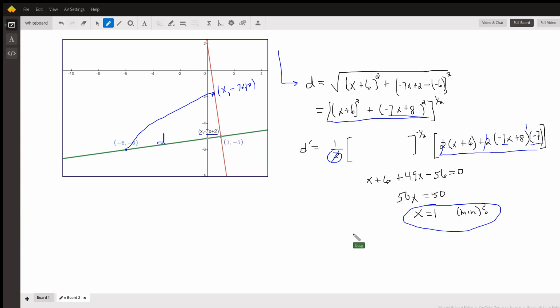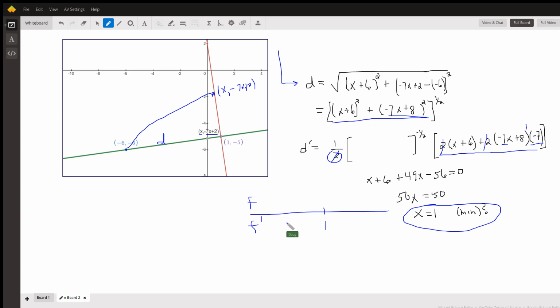Same result using calculus. Now, how do you show that that's a minimum distance? Well, you have to use either the second derivative test or the first derivative test. I'm not going to do it, but here is D prime. So the one critical number is 1.